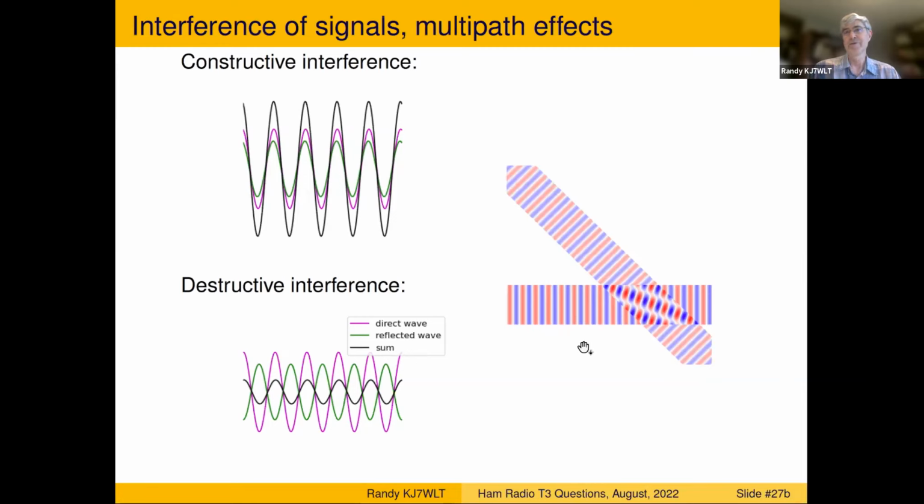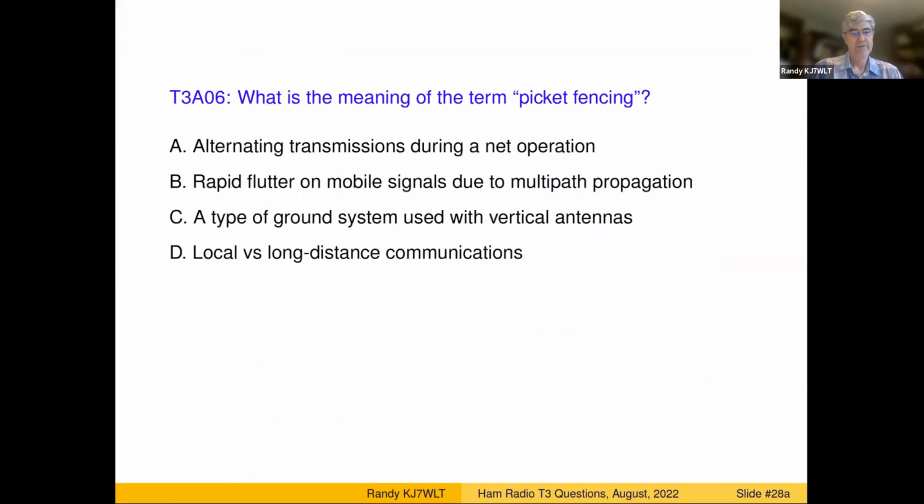So if we're looking at a 2-meter wave, then you only have to move a meter or so, 3 feet, and it can radically change how well you receive a signal. So that's important to keep in mind. So a lot of the questions sort of refer to that.